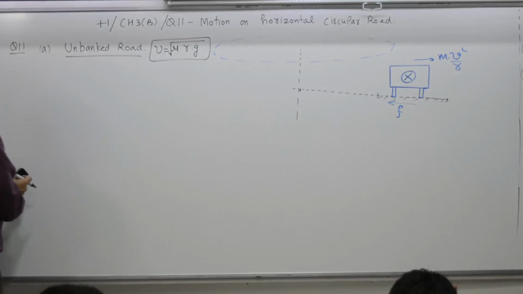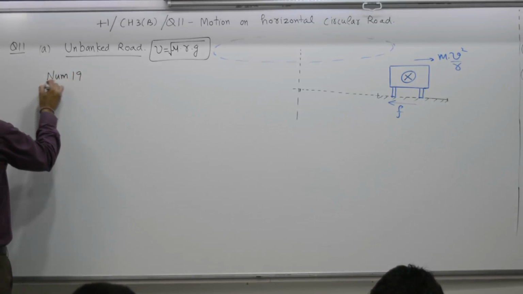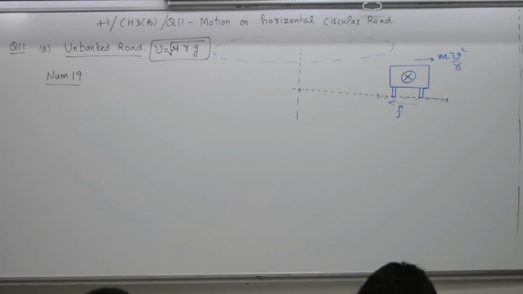Numerical number 19. Find the maximum speed at which a car can turn around a curve of 30 meter radius on a level road, underline level road, if the coefficient of friction between the tires and the road is 0.4, acceleration due to gravity is 10 meter per second square. What is given?